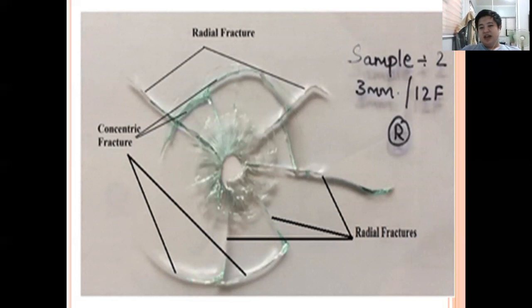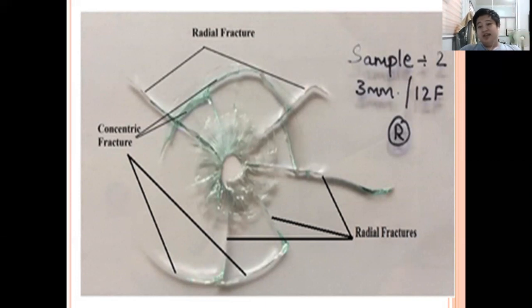If it is a straight line, commonly that is from the center of impact, the point of impact, there is either a straight line distributing across the different parts of the glass.